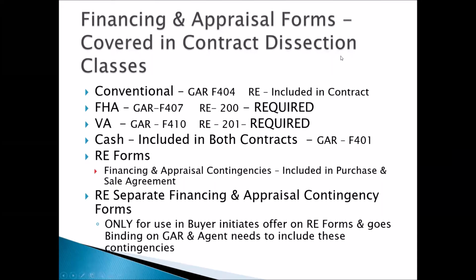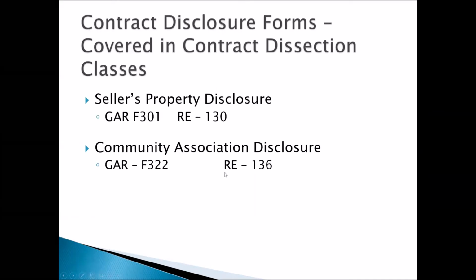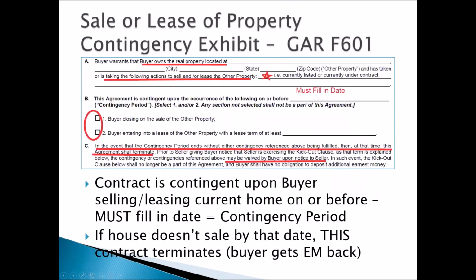Okay, so I am not in this class going to cover the financing forms, the appraisal forms, because we cover those in depth in the actual contract dissection classes. I just wanted to share this slide with you so you get the form number, but I am not covering these or we would be here even longer. I am also not going to cover the seller's property disclosure form or the community association disclosure form. We cover those in depth in the contract dissection classes. But we are going to move on to some other contingency exhibits. So here we go.